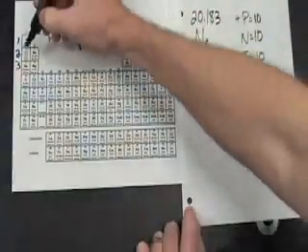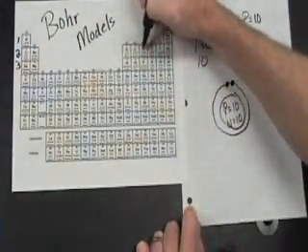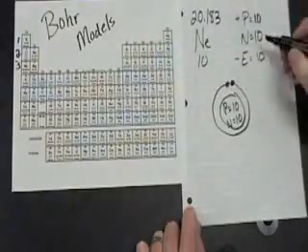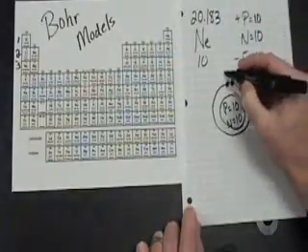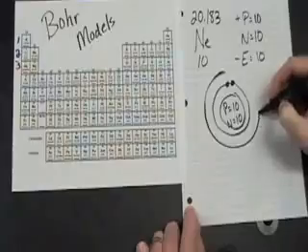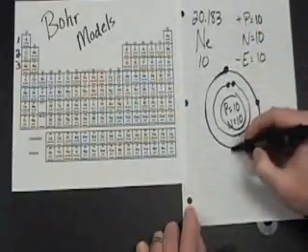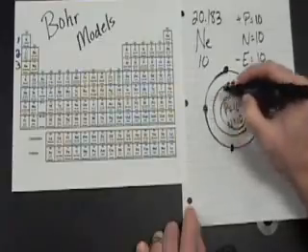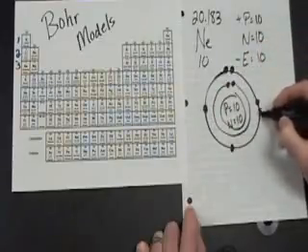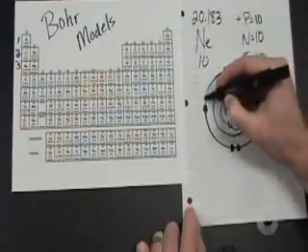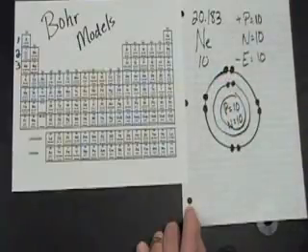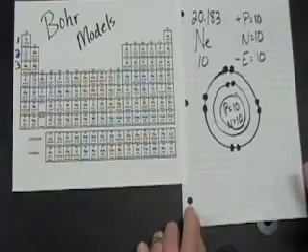The next shell can hold 8: 1, 2, 3, 4, 5, 6, 7, and 8. If we look here, we have a total of 10, so our second shell must have all 8 of those. Here's how they go: top, right, bottom, left, top, right, bottom, and left. Again, you'll see different ways to put those on. Once you get to official chemistry, you'll probably do it a little differently, but for right now, this would be fine. So here is our neon.